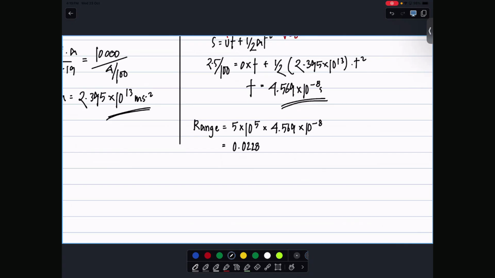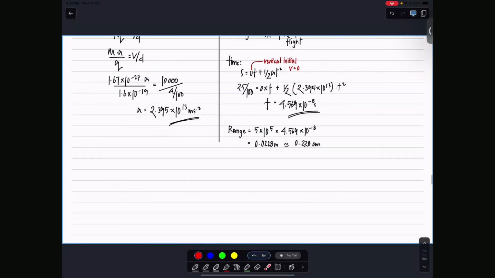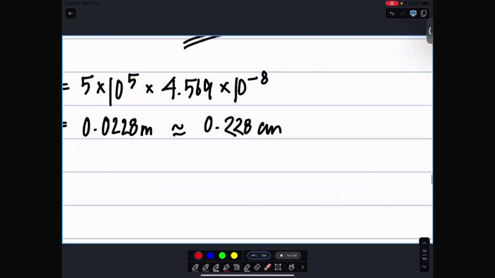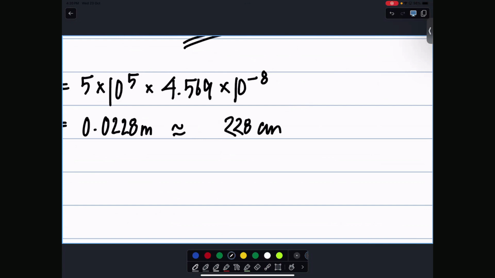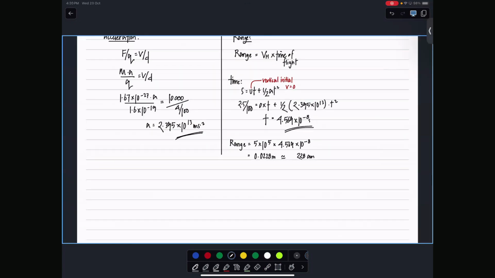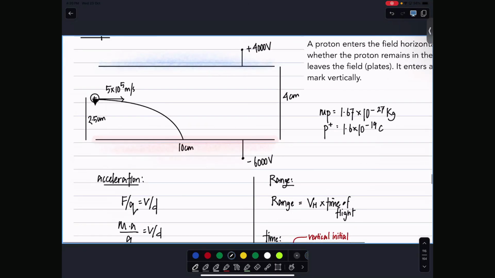0.0228 meters. Or because it's in centimeters, 0.228 centimeters, which is definitely not more than 10, right? So what does the particle do? So it's still less than how much? 10 centimeters. So because it's less than 10 centimeters, what does that mean? It stays inside.